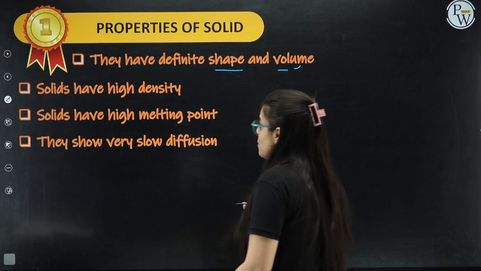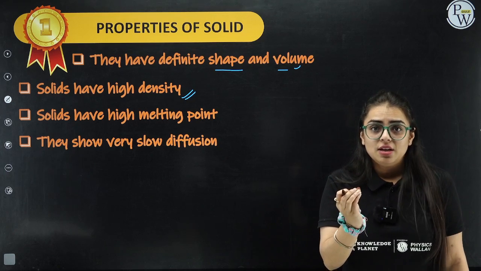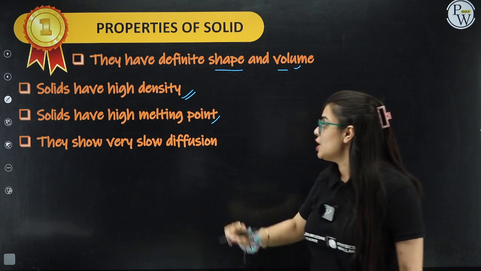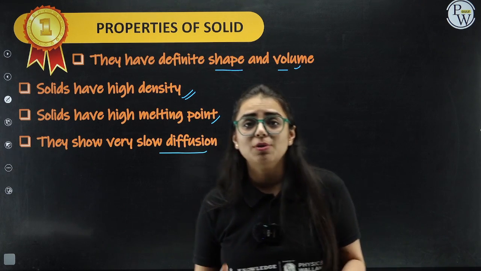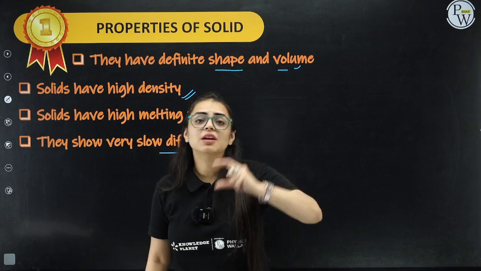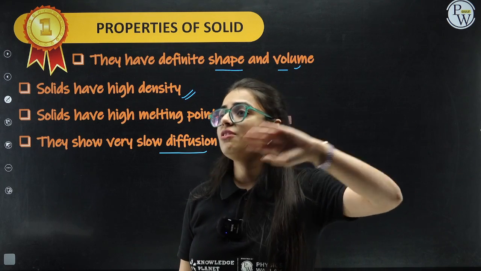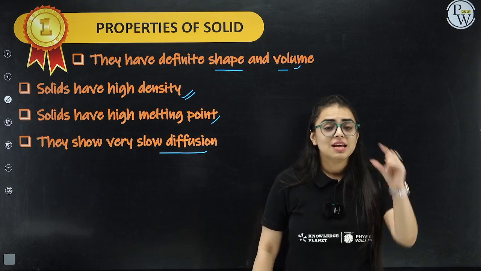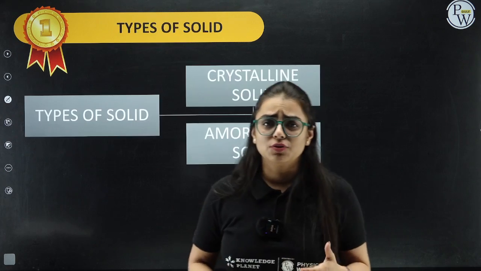We'll talk about the next one, that is solids have high density. The next is solids have high melting point, and the last one is solids show very slow diffusion. Let me tell you students, if I'll talk about the movement of particles from one place to another, in the case of solid, they vibrate along their mean position. It's a very rare chance that they move from one position to another, because they are so strongly attached to each other. These were about the properties of the solid state.